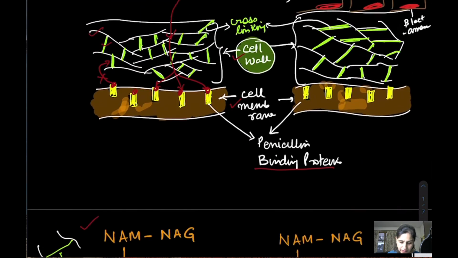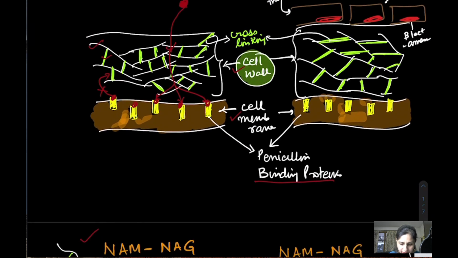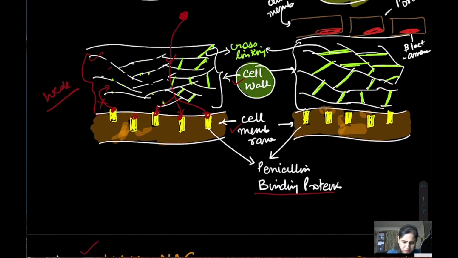So if we go back here, these bonds, they are not formed. All these bonds are not formed. So when these bonds are not formed, this whole thing becomes very weak. The cell wall becomes very weak because there is nothing holding it, it crumbles, right? Like this, there's nothing which is holding it. So it becomes very weak.